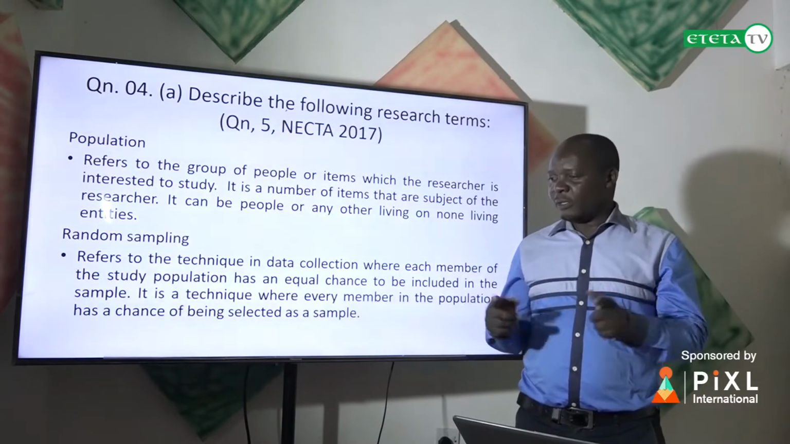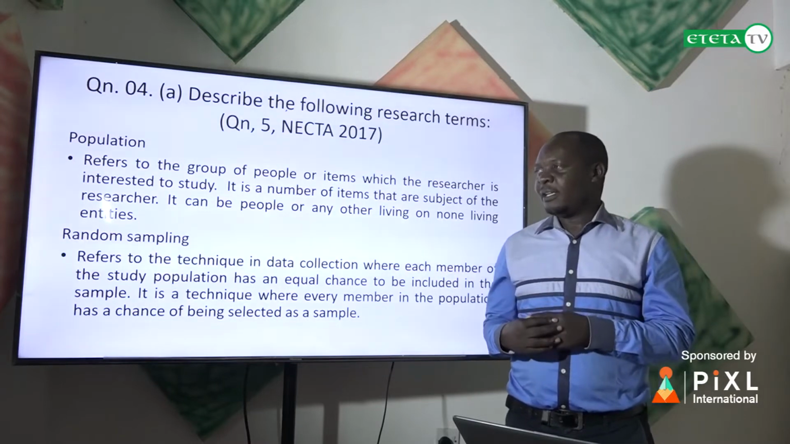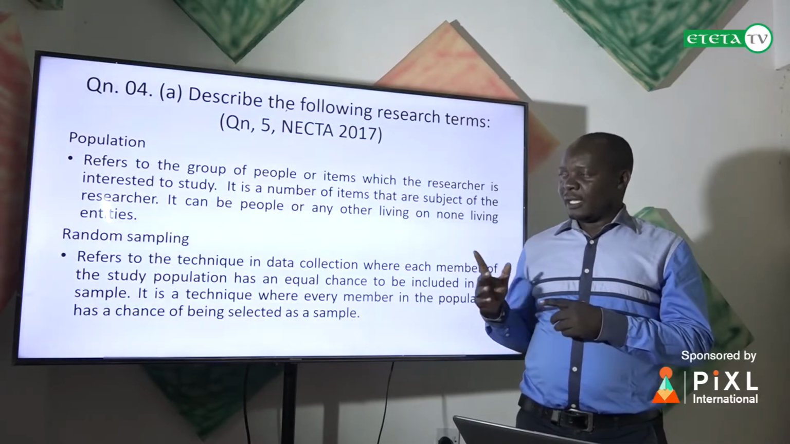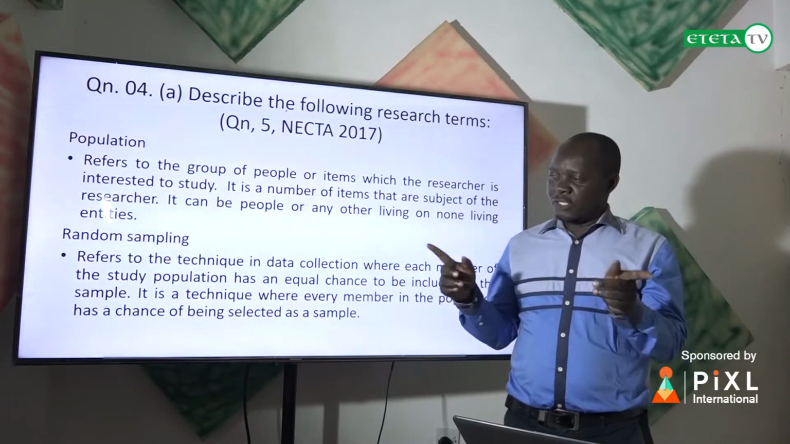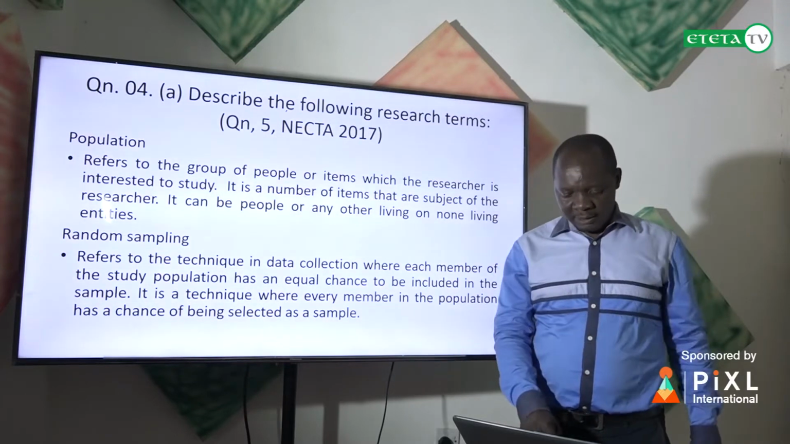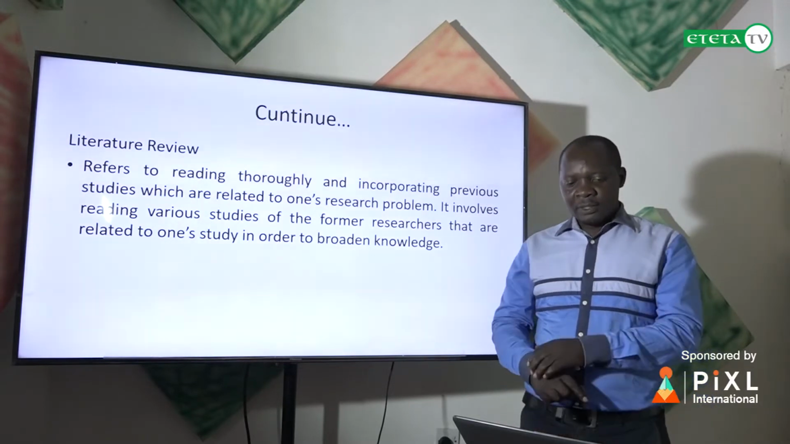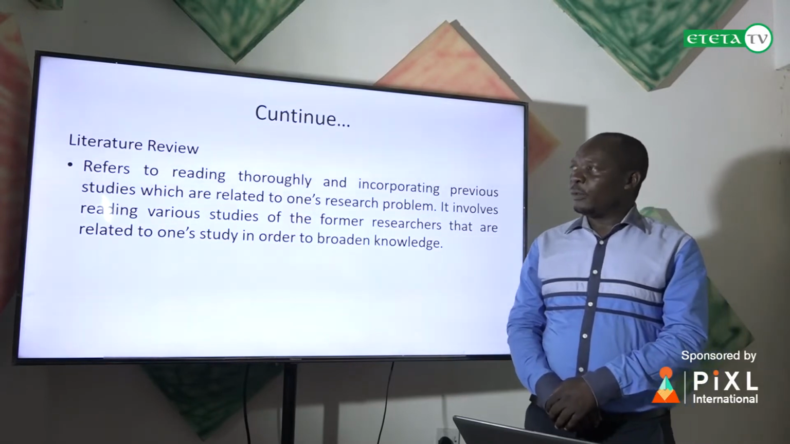Members are selected randomly. There is no basic criteria that are set for an item to be selected. Each member can be selected in the sample. That is random. Then you have literature review.